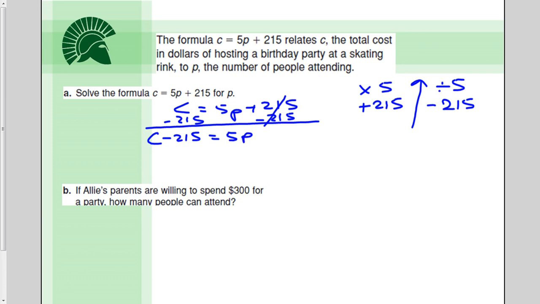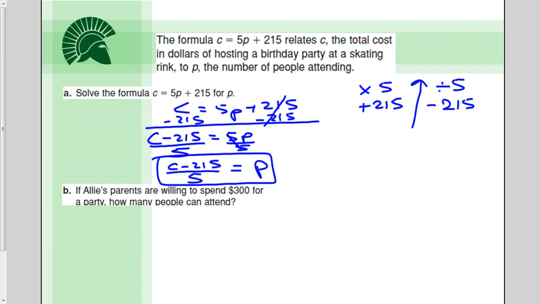That's equal to 5p. The next thing I'm going to do is divide both sides, everything on both sides, by 5. And I get a positive p, which is a whole number. It's not in the denominator, with a coefficient of 1. It's going to be equal to C minus 215 divided by 5. And this is my final answer for what P is equal to.